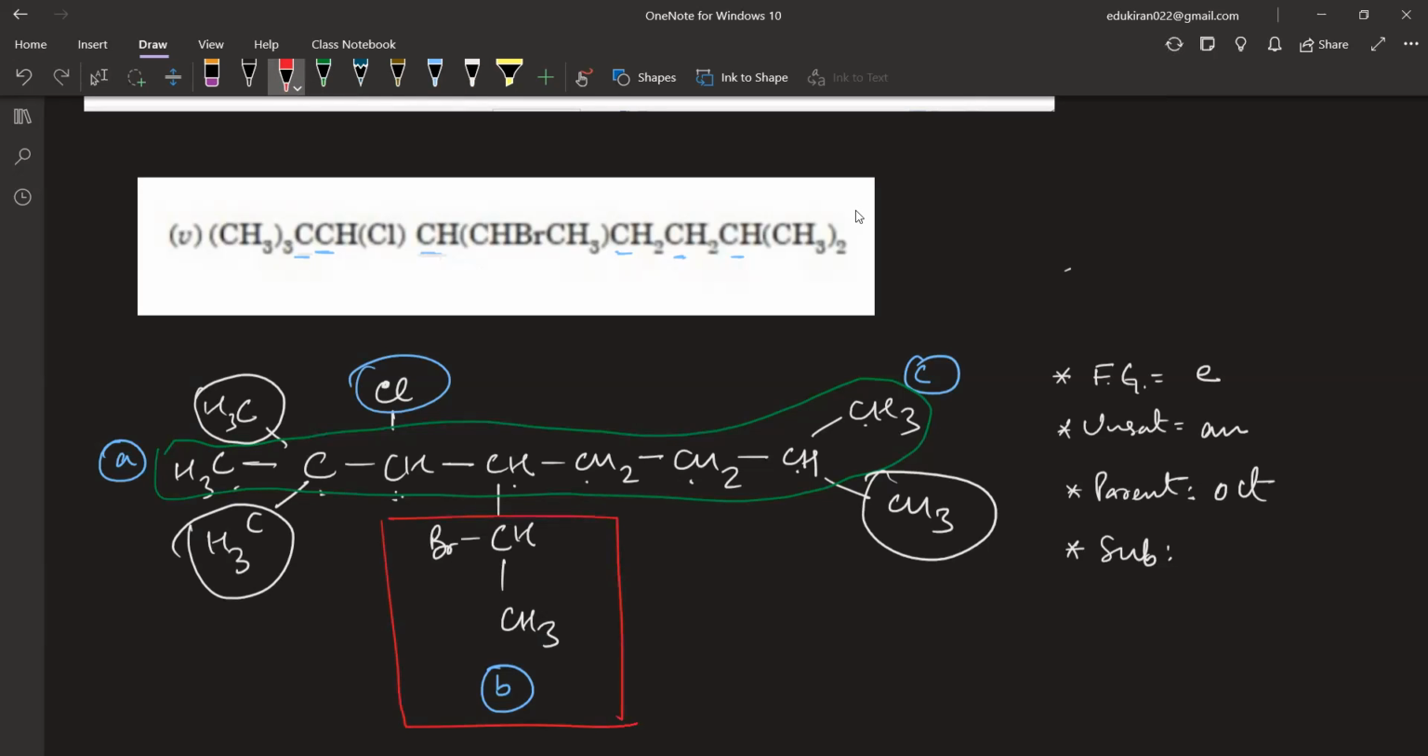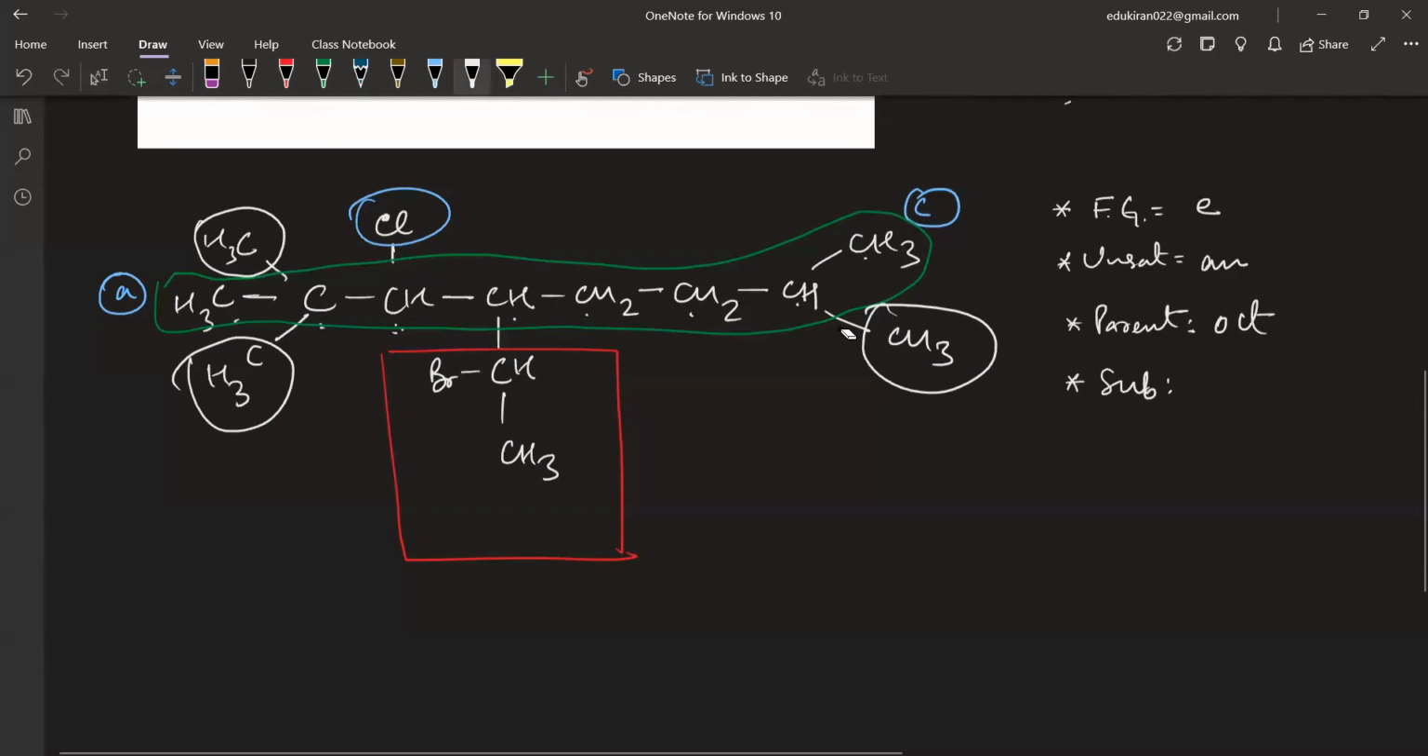Now, what we will do? We will write the substituent. So we have how many methyl groups? 1 methyl, 2 methyl, 3 methyl, right? So how many methyl groups? Trimethyl. Is that right? Yes, sir. Trimethyl. Okay. Then we have chloro.